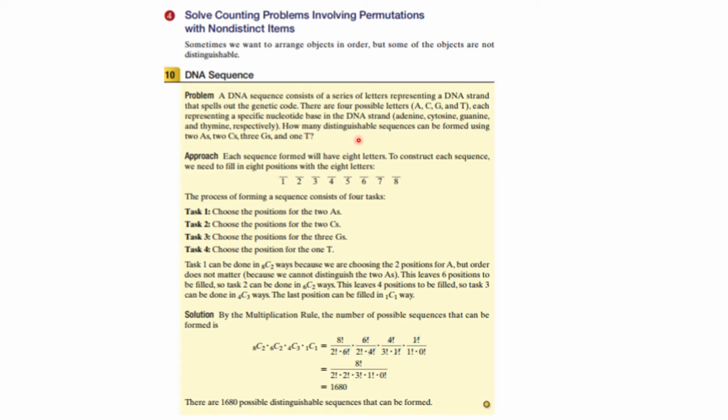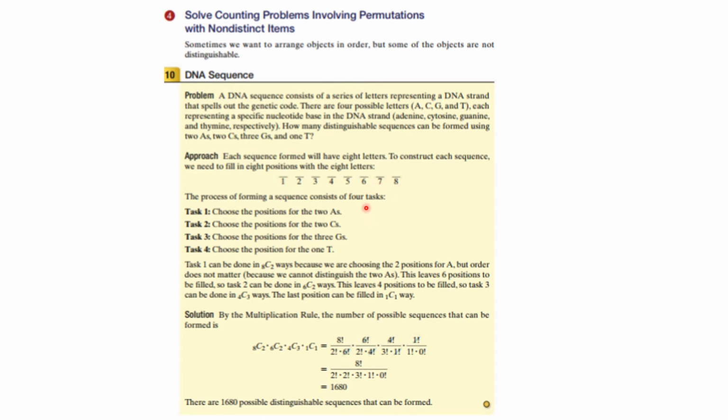So how many distinguishable sequences can be found using 2 A's, 2 C's, 3 G's, and 1 T? Now, you can't tell the difference between either of these A's, between either of these C's, between any of the 3 G's, and there's only 1 T, so you can't tell the difference there. So what happens is 2 and 2 is 4, 3 is 7, and 1 is 8. So you have 8 slots to fill.